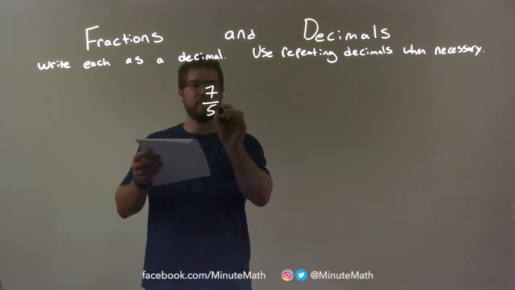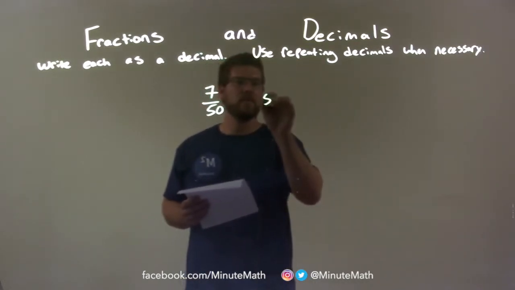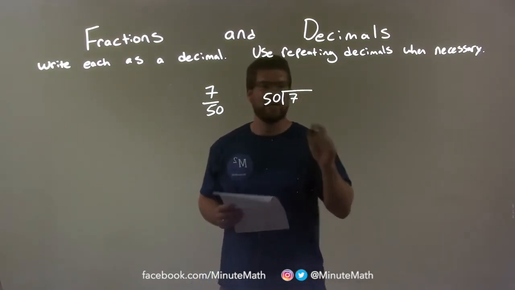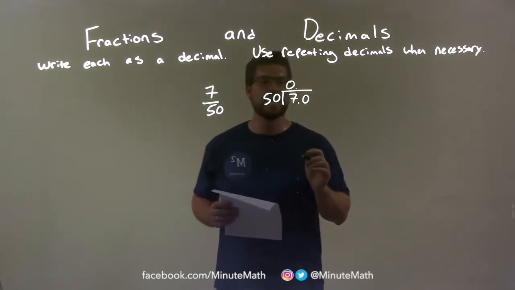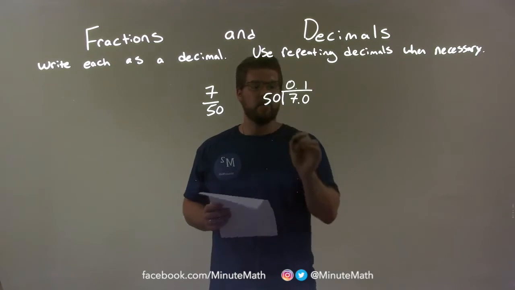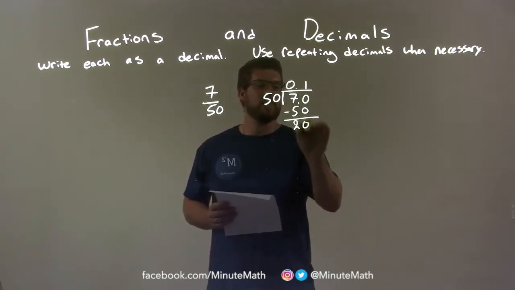Over 50, okay? Well, we look at 50 into 7. So we have 50 goes into 7 using long division. Well, 50 doesn't go into 7, but 50 goes into 70, so we add another 0 there, okay? How many times is 50 going into 70? Well, that's 1 time. 1 times 50 is 50, right? We subtract that, and we get 20, okay?